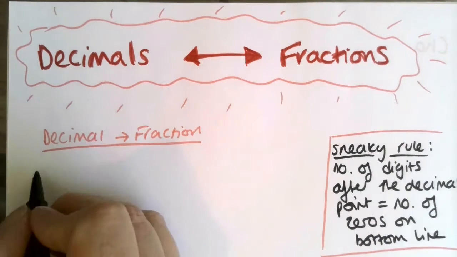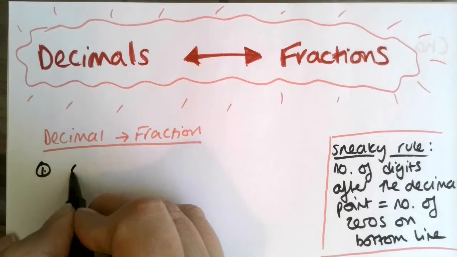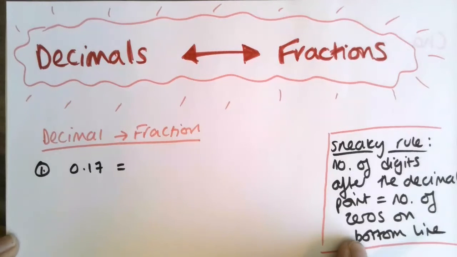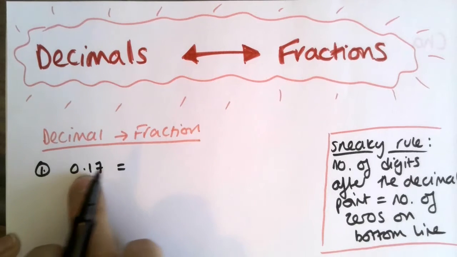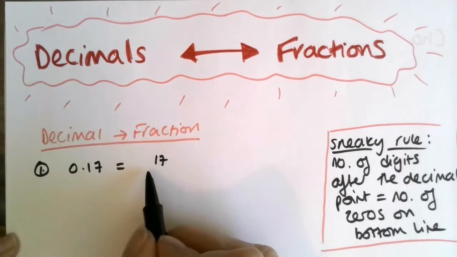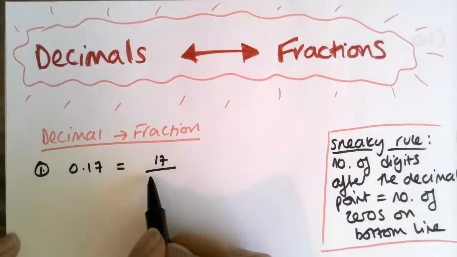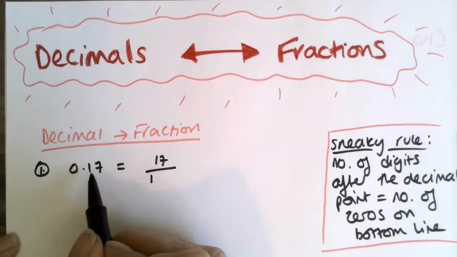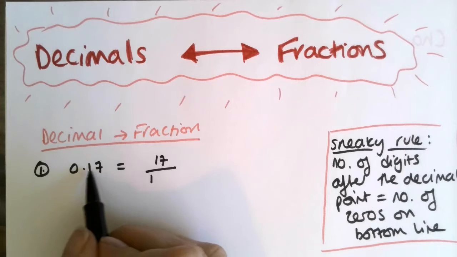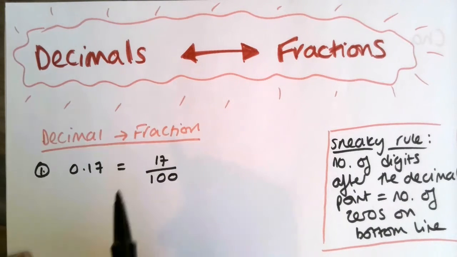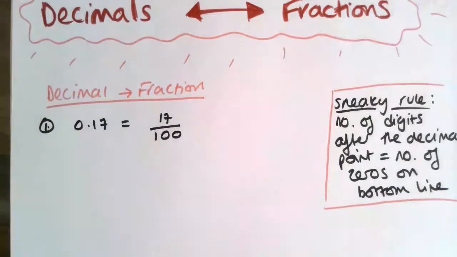So, for example, if we had 0.17, then using this little rule, that's going to be a fraction of the numbers that are after your decimal point, so 17, and on the bottom line it's always 1, and then however many zeros are fitting for the rule. So we've got 2 digits after the decimal point here, so that's 2 zeros, and then you would simplify that fraction if you needed to.